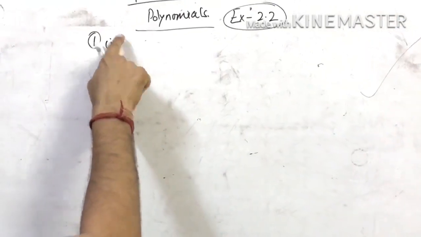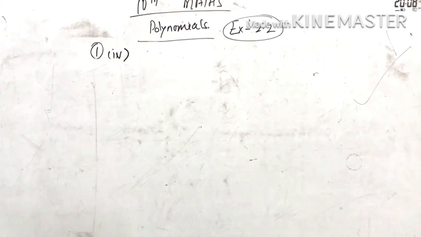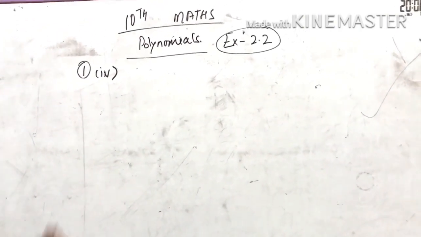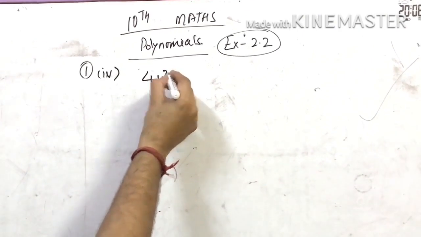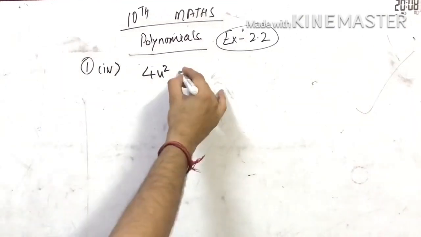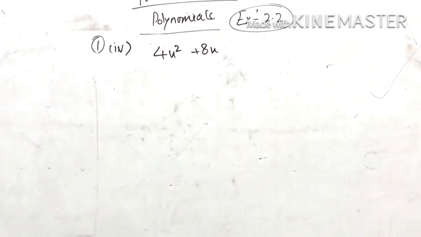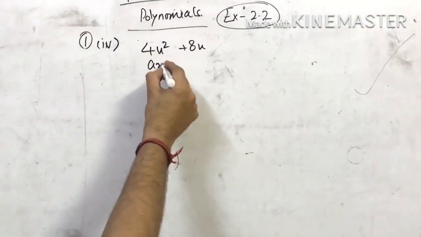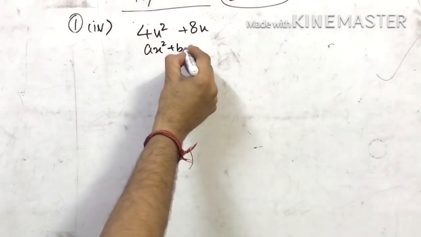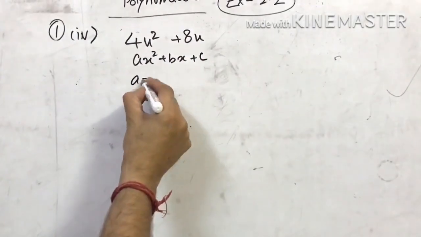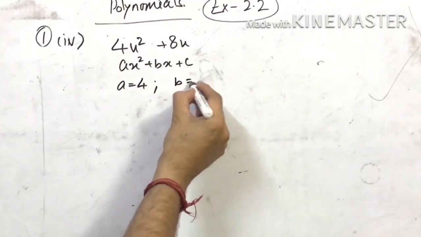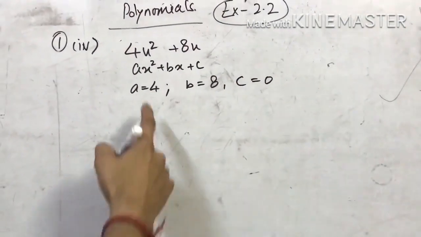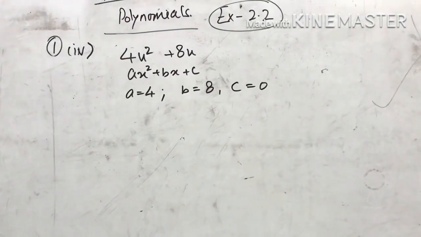So let's do part 4. Part 4 is 4u square plus 8u. Now you can see constant term is not here. So if you compare it with this equation, you will get a is 4, b is 8 and c is 0, because c is not present. So you got all the values of a, b, c.